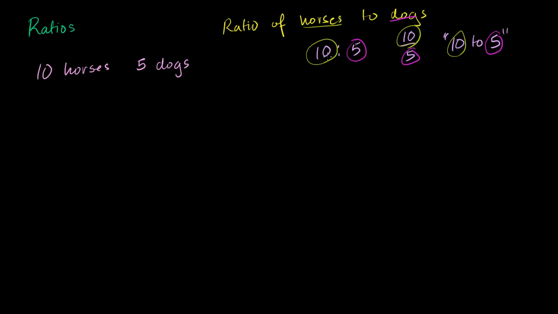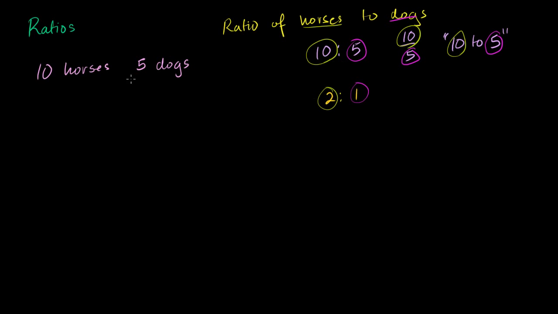Now, I just said I have 10 horses for every 5 dogs. But what does that mean? That means I have 5 horses for every 1 dog. Sorry, not 5 horses for every 1 dog. That means I have 2 horses for every 1 dog, right? If for 5 dogs I have 10, that means for every one of these dogs there are 2 horses. For every 2 of these horses there's 1 dog. And I just kind of reasoned through that. So I have 2 horses for every 1 dog.